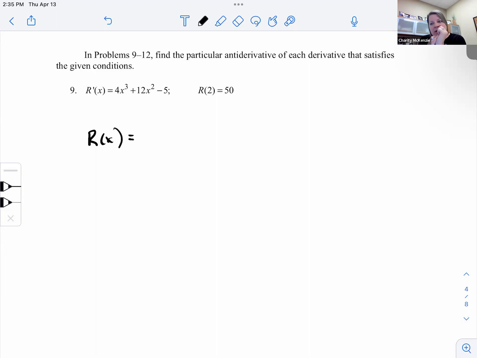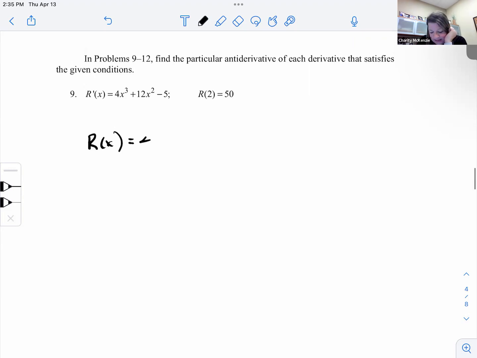So what we've been doing, right? The 4 stays. X, now 3 plus 1 is 4, so I have 4 divided by 4. The next section will be 12. Add 1 to the 2, I get 3 divided by 3. Minus 5 becomes 5x. You add the x back on.